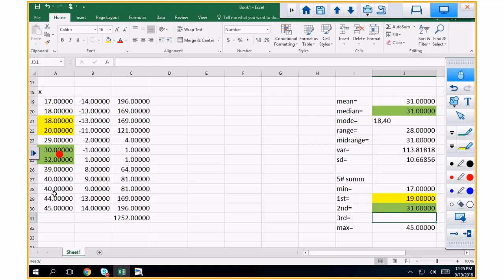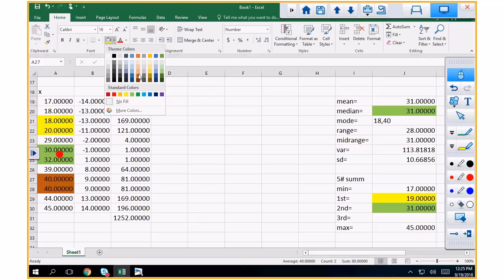All right. Here's those two. And I'm going to pick a color. Not that color. That's a nasty color. Let's go with blue.